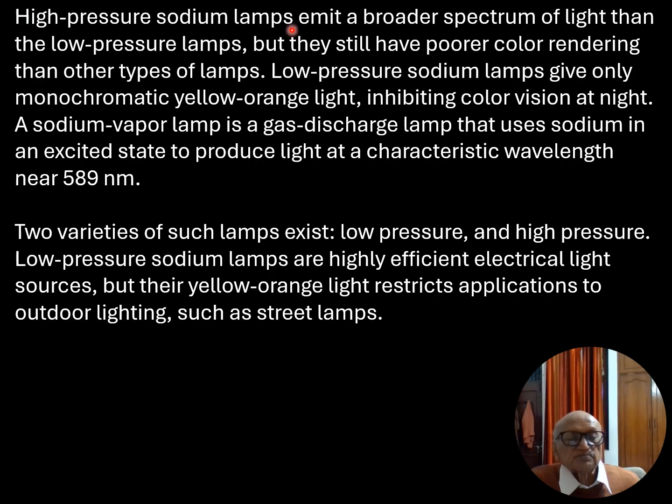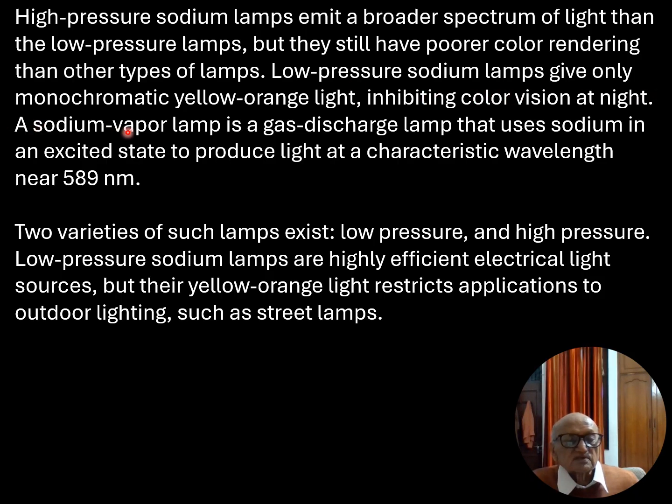High pressure sodium vapor lamp, HPSV, emits a broader spectrum of light than the low pressure lamps, but they still have proper color rendering than the other type of lamp, that is low pressure. These low pressure sodium lamps give only monochromatic light, as I told in the previous slide. Yellow, it is monochromatic orange, one frequency light, inhibiting color vision at night.